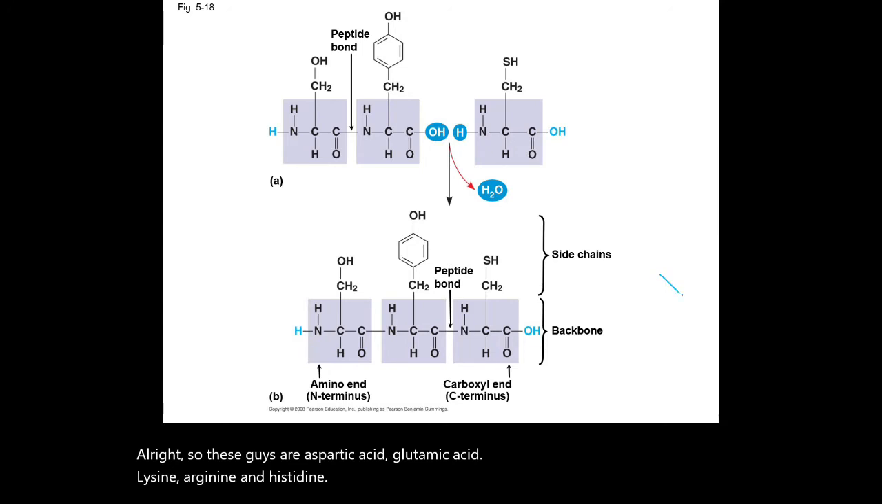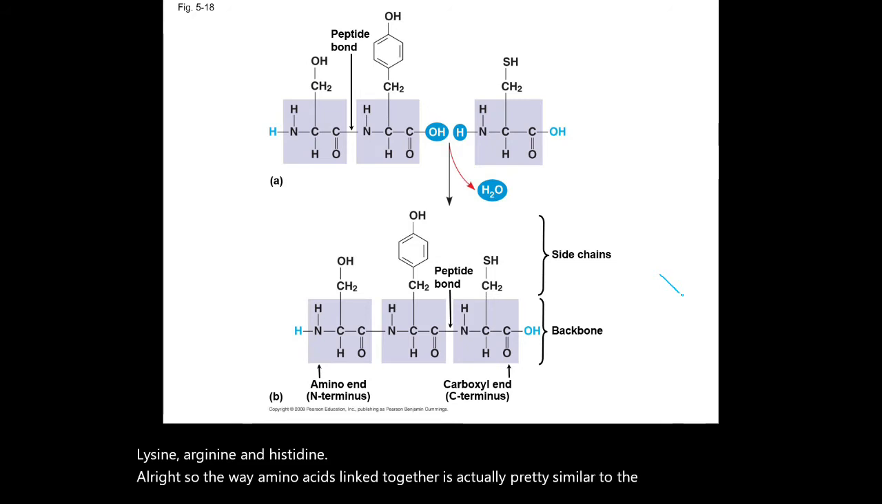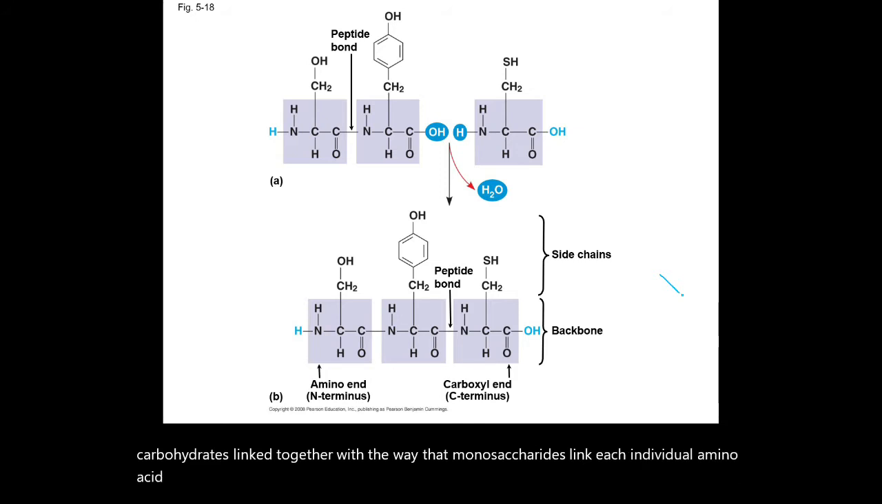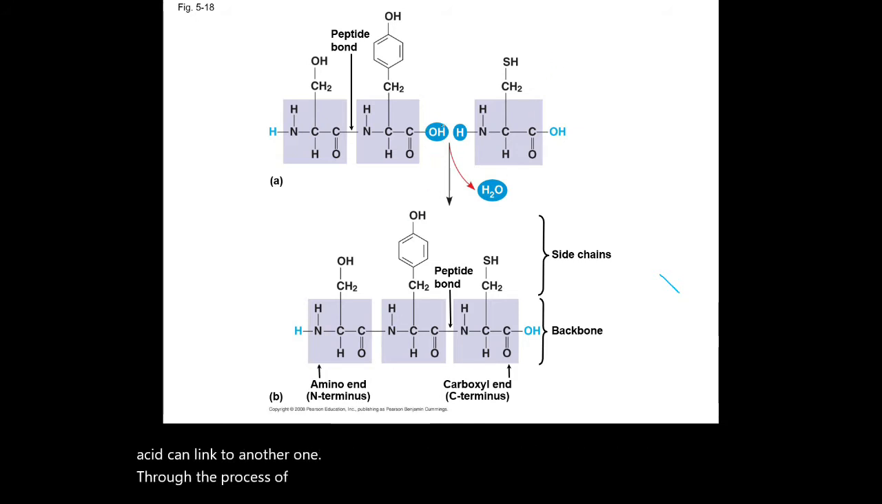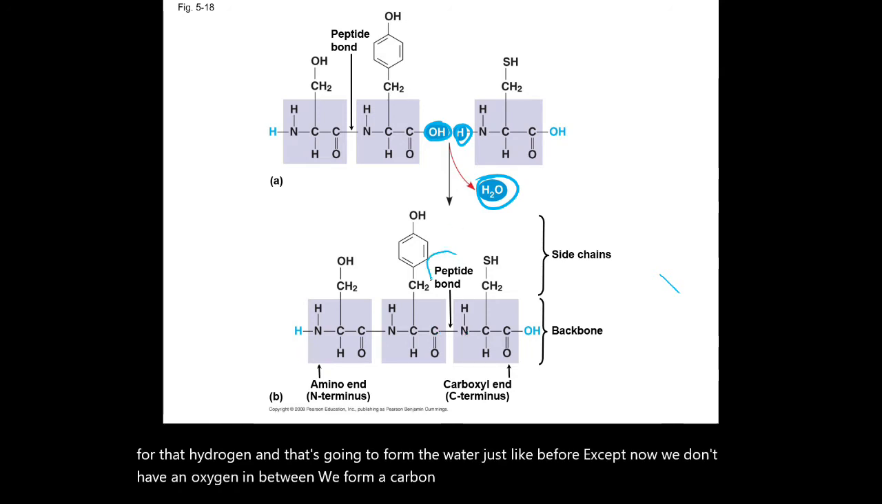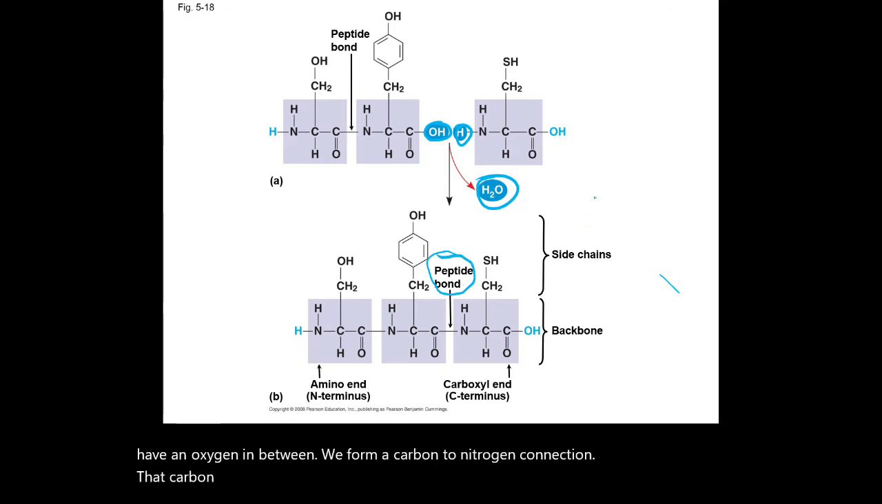All right, so the way amino acids link together is actually pretty similar to the way that carbohydrates link together, or the way that monosaccharides link. Each individual amino acid can link to another one through the process of dehydration synthesis. So once again, we look for that OH, we look for that hydrogen, and that's going to form the water, just like before, except now we don't have an oxygen in between. We form a carbon to nitrogen connection. That carbon to nitrogen connection we call a peptide bond.